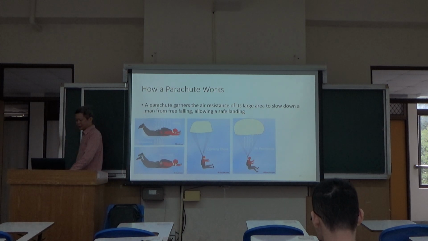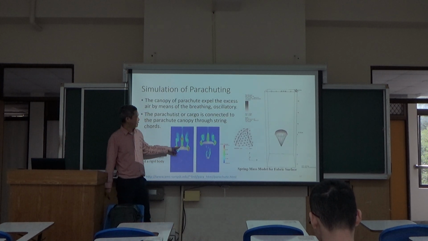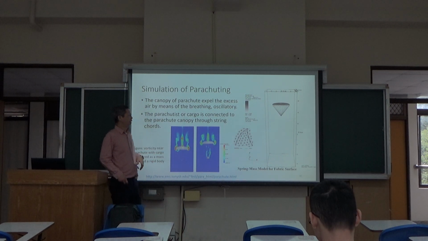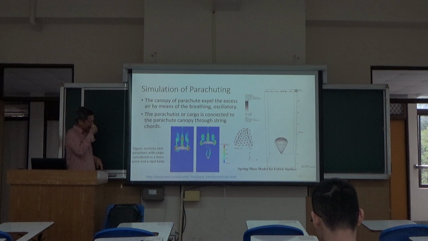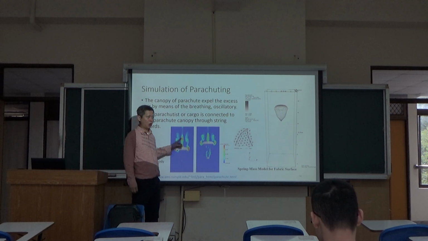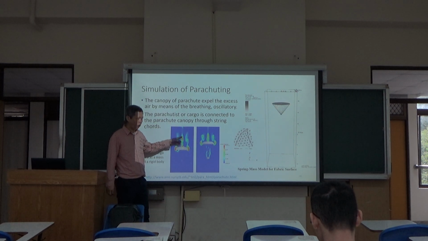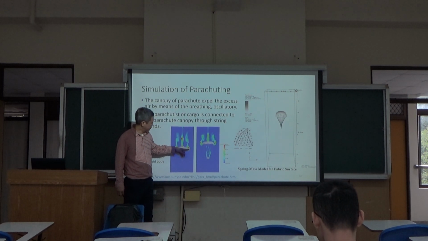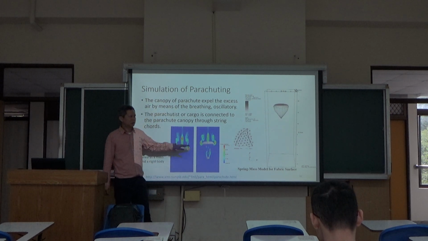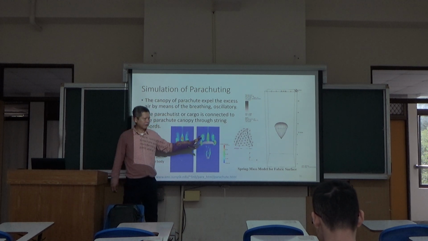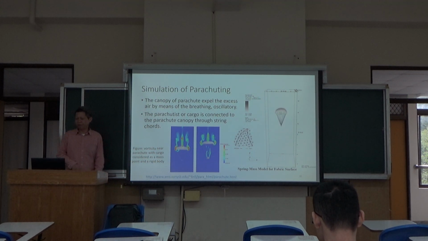Let's see how the actual falling works. This is an animation. You can see that there must be a hole there. The canopy will build up the pressure, and most importantly, this pressure will cause the airflow. You want to make sure that the flow is through the vent hole, but not from the side. If the side flow is too much, then the canopy will turn inside out. Then that's dangerous. You're going to lose the support.